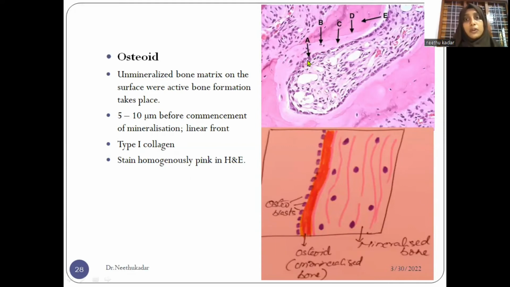At the periphery of the osteoid, you can see osteoblasts. This is the osteoid, which is unmineralized. Here we have the mineralized bone. At the periphery of the osteoid, you can see functional osteoblasts, which help in bone formation.